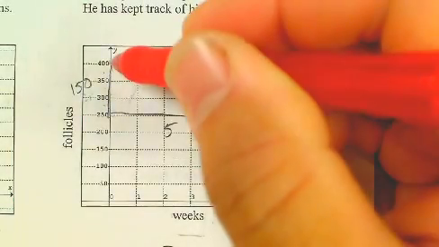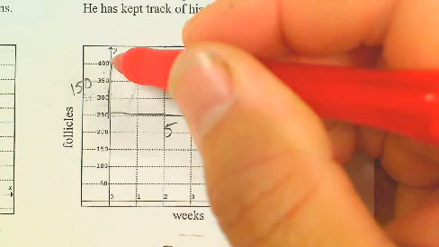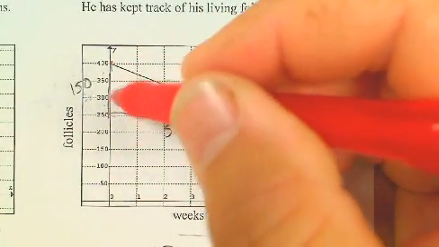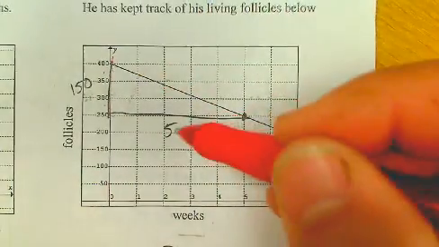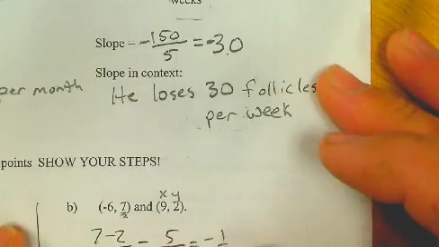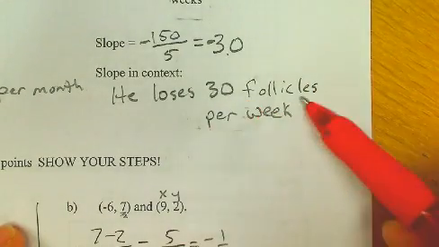So from that dot to that dot, it rises 150 because each one's 50. So that's 50, 100, 150 over 5. That's going downhill, so it's negative 30. He loses 30 hairs per week.